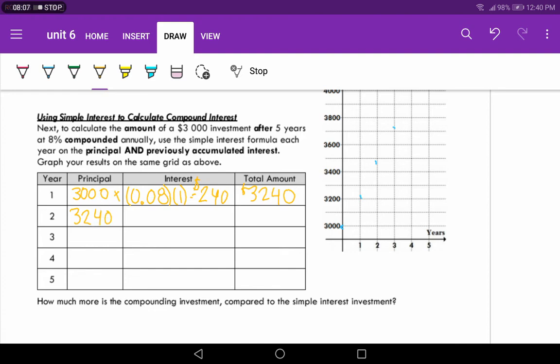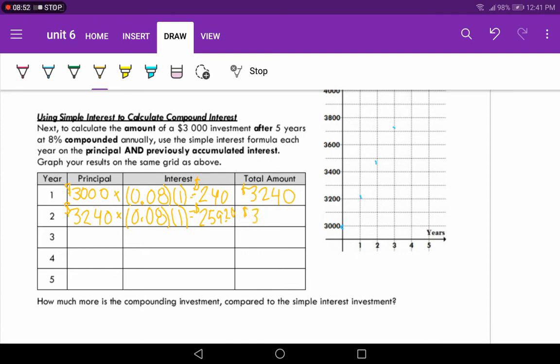So now you're not making money on that $3,000, rather you're making money on $3,240. Okay, so you just take your amount from your total amount and move it over and it becomes your principal. Okay, because you're making extra money on that interest. So we're going to multiply again. It's the same percentage and it's only been a year. But this time we're making $259.20. So again, we're taking our last total amount and adding the interest, our new total.